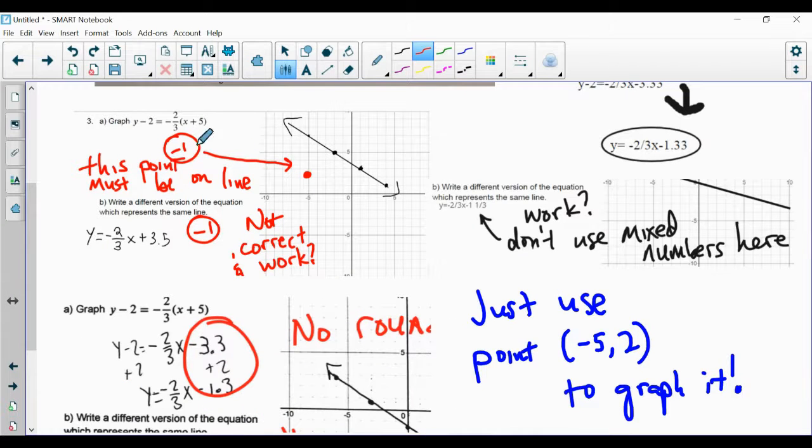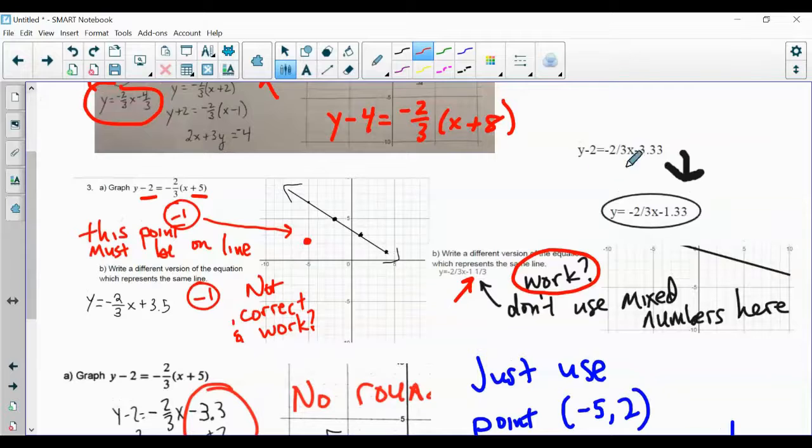See, we had some people that were graphing things that didn't even include the point -5, 2. Like, that has to be on the line. Tons of people were having no work. And if you have no work, I don't know how you got this, because that's a multiple step process to get to there. We also had a lot of people rounding decimals, which is not the exact same thing as what it originally was.